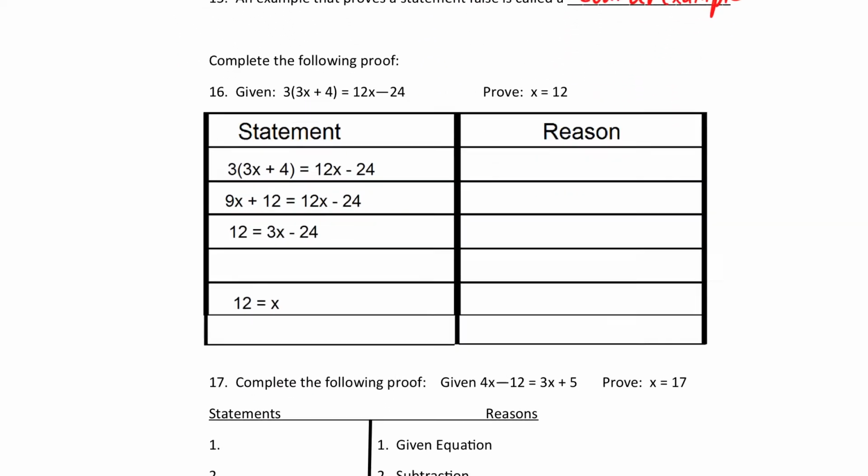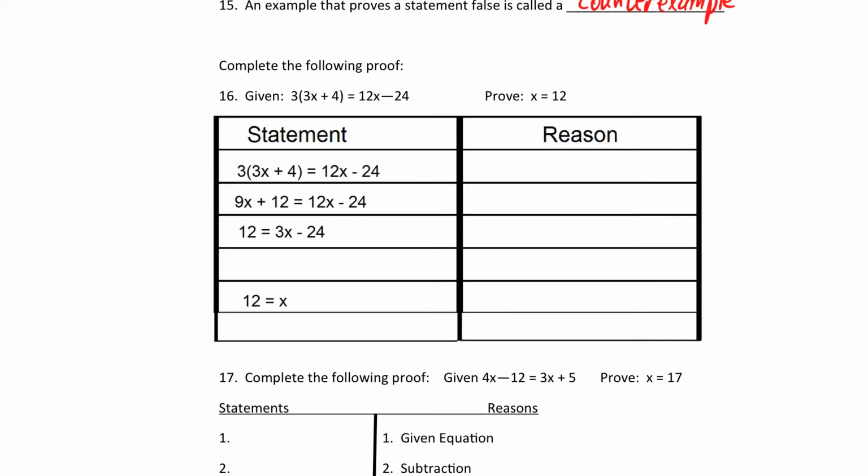Okay, on this algebraic proof here, how do I know that 3 times 3x plus 4 equals 12x minus 24? Because it's given. Okay, what property is used going from the first step to the next one? Distributive. The distributive property. Okay, going from the second step to the third step, what happened? Subtraction. Yeah, the 9x got moved, so it was subtraction there.